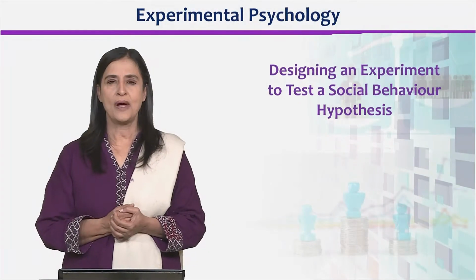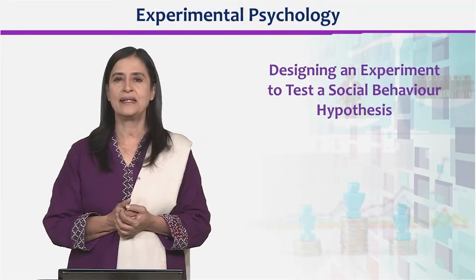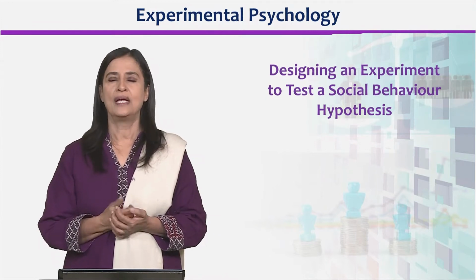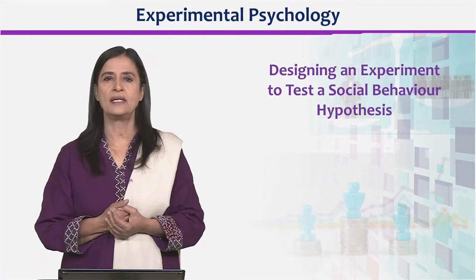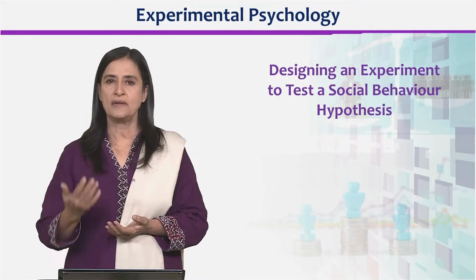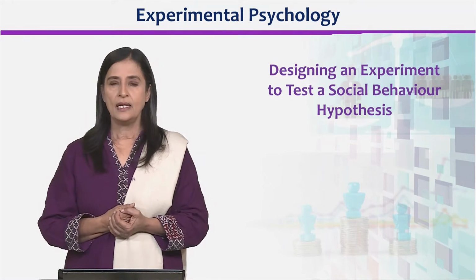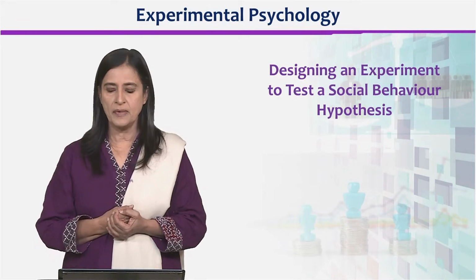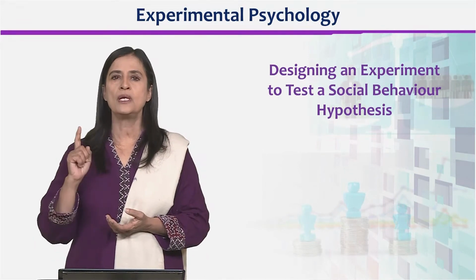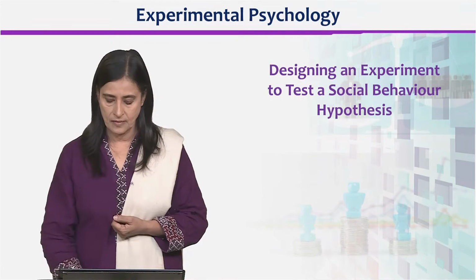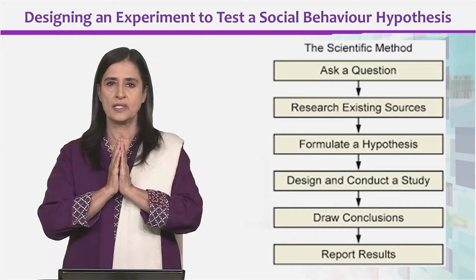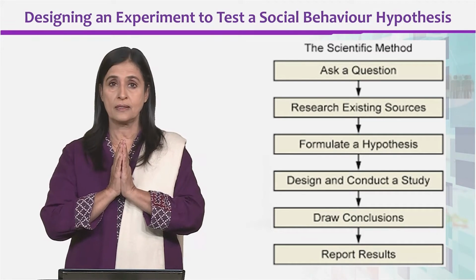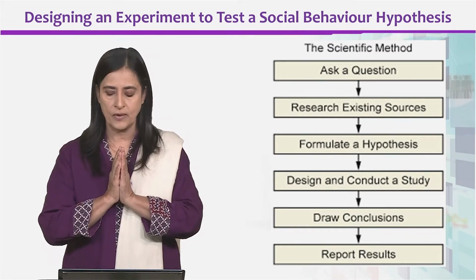After studying how social experiments have been conducted in social psychology and in experimental psychology, how behavior has been studied, and after studying various types of designs, let's try designing an experiment to test a social behavior hypothesis. The scientific method starts with us, the experimenter, asking a question.